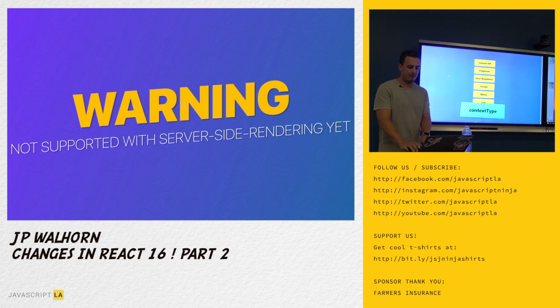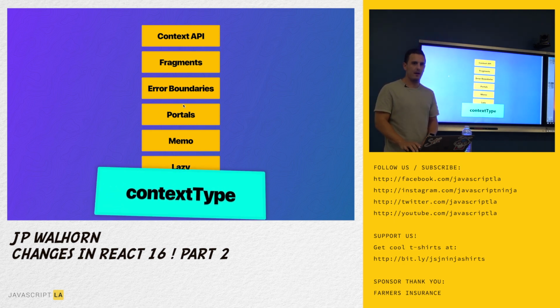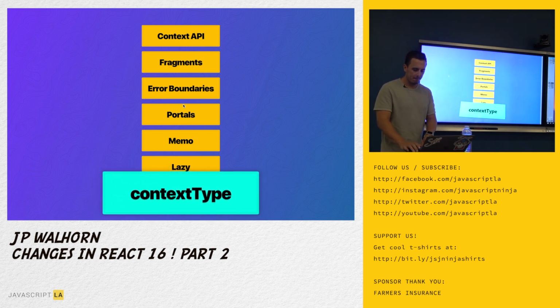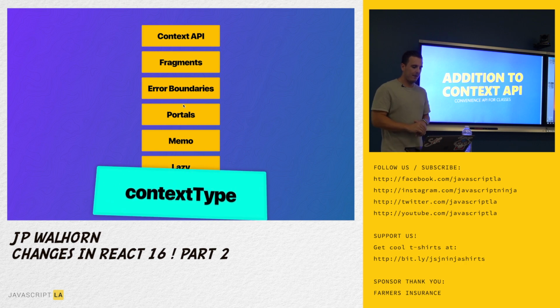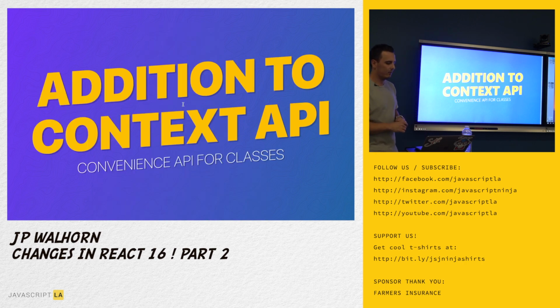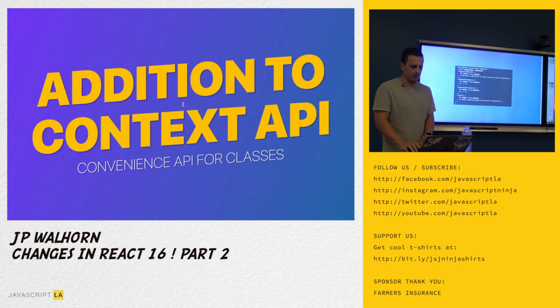Context type. All right, so we talked about context API. Let's talk about context type. It's basically an addition to the context API, and it's a convenience API for classes. So what does that mean? We talked about context API, but we probably didn't realize it right away, but we only used the consumers in components. We didn't use it in classes necessarily. So there was a way to make a class consumer, but it was kind of difficult. So now they built a convenience API for that for classes. So now even a class can be a consumer.